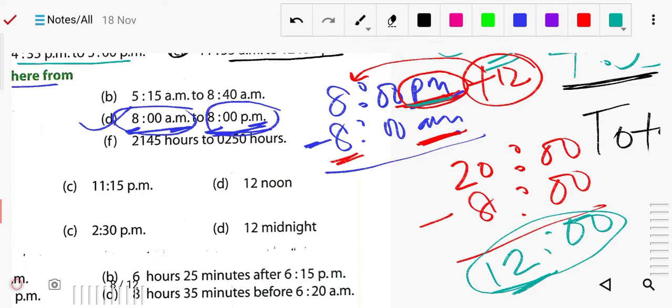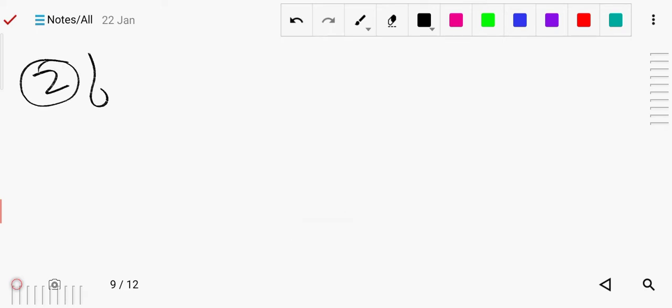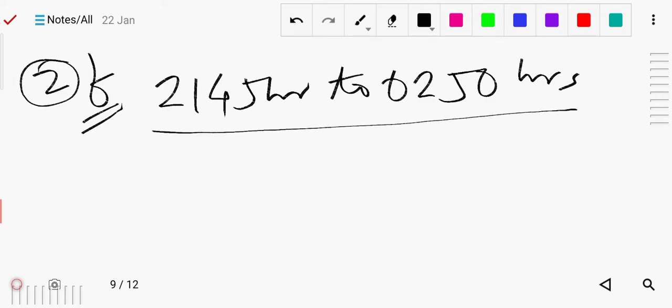Now next we will solve the exercise, same question number 2f. See, question number 2f. The question is from 21:45 hours to 02:50 hours. Between these two given times, we have to find out how much time it has taken. So how will you do it? First of all, as I told you, you can do it step by step, so we will do the step by step method first.